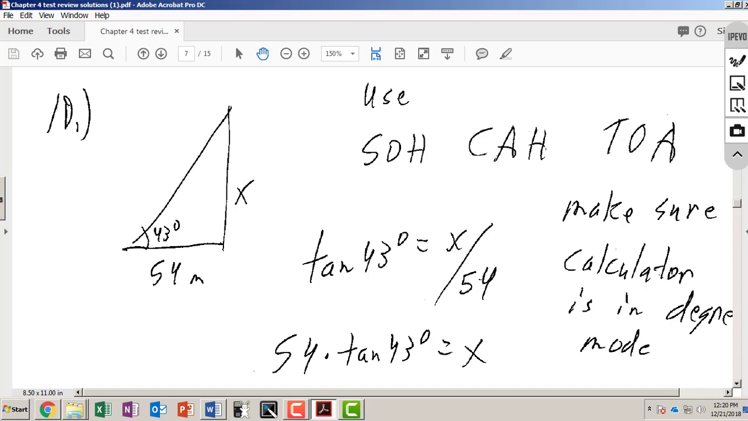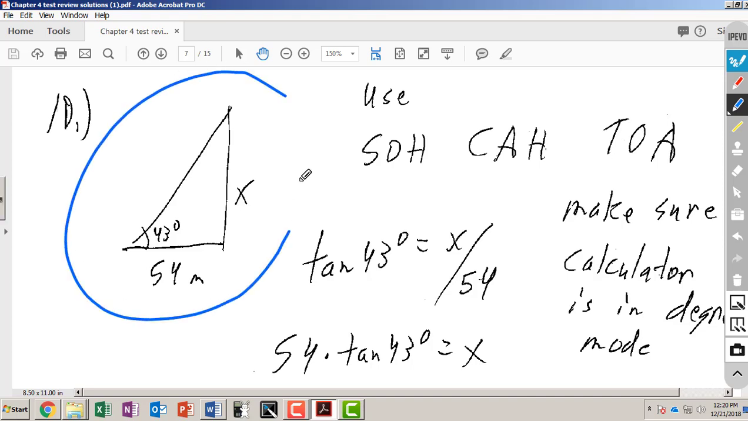On number 10, they give you a drawing here. It says a photographer points a camera at a window in a nearby building, forming an angle of 43 degrees with the camera platform. If the camera is 54 meters from the building, how high above the platform is the window? Round to 2 decimal places. So they actually show you a drawing of what it would look like. So here's my right triangle drawing that is also given to you.